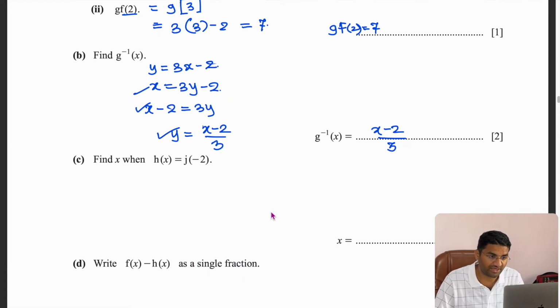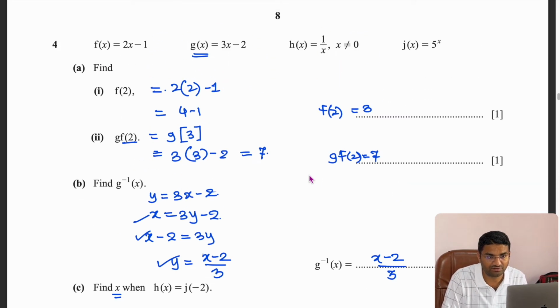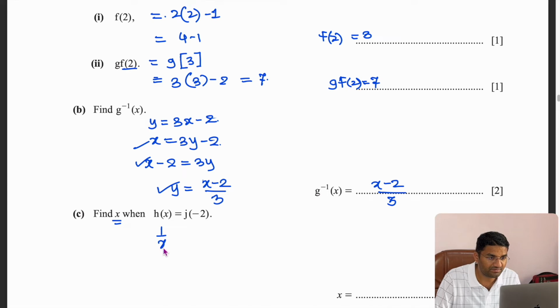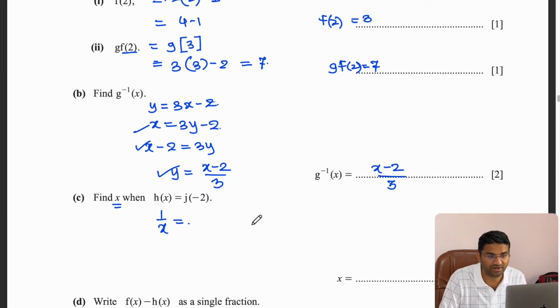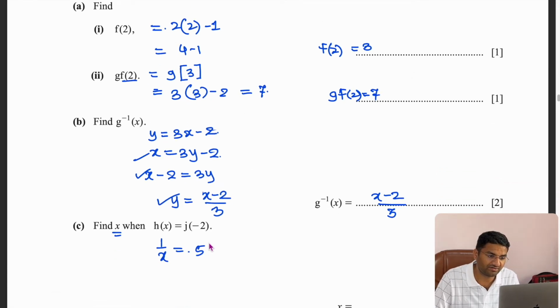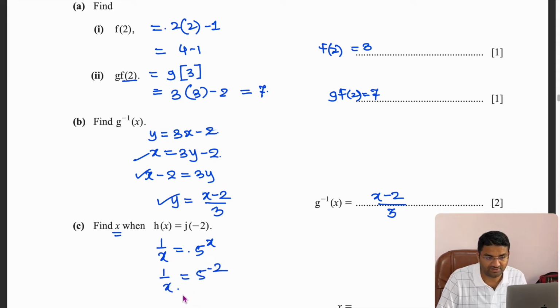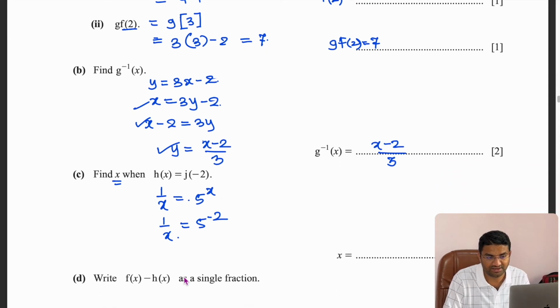Next, h of x is equal to j minus 2, right? Here we have to find the value of x. So h of x is 1 upon x, and j of x is 5 raised to x. So you have to put 5 raised to negative 2 equals 1 upon x. Transfer this x to the right hand side.